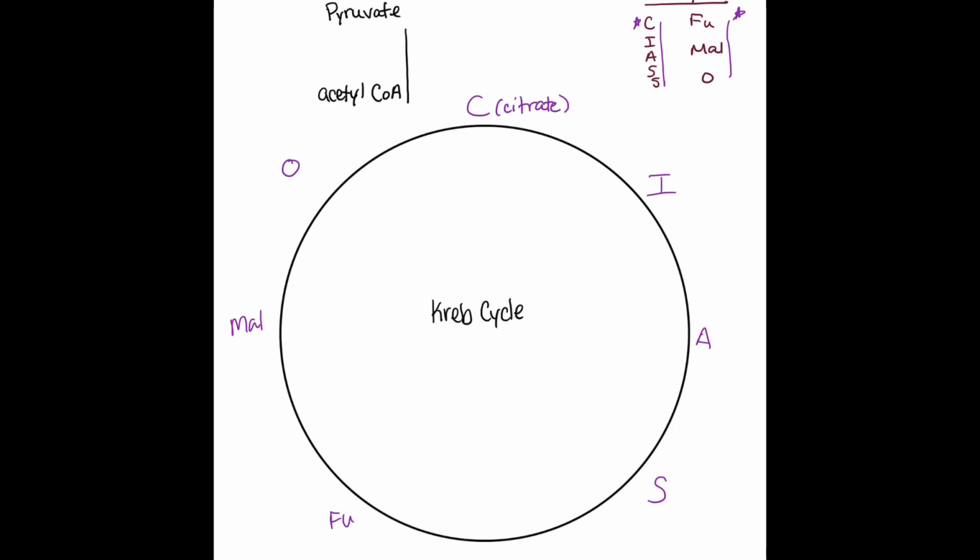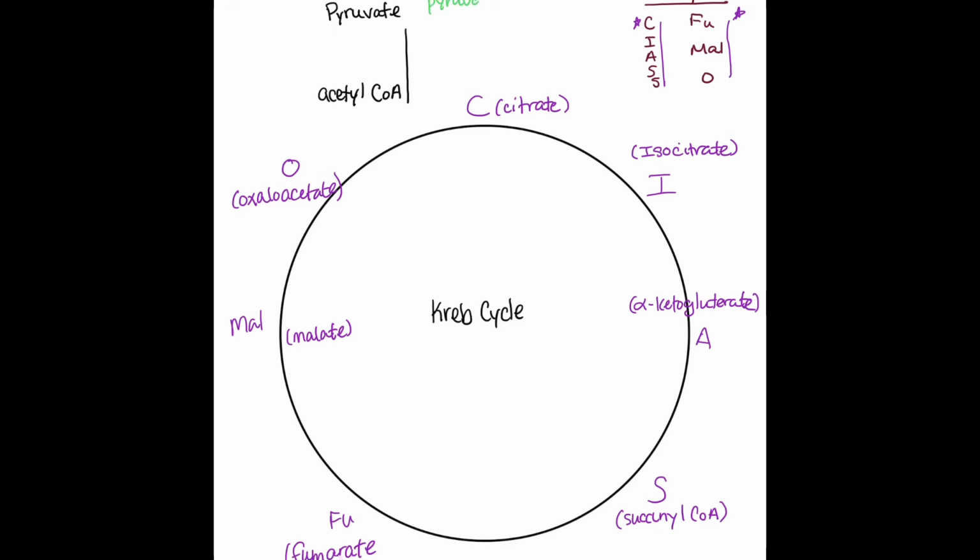So our C is citrate. Our I is isocitrate. A is alpha ketoglutarate. Our first S is succinyl-CoA. Our next S is succinate. Then on to Fumalo. So we have Fu, which is fumarate. And then Mal is malate. And our O, oxaloacetate. So on to our enzymes.